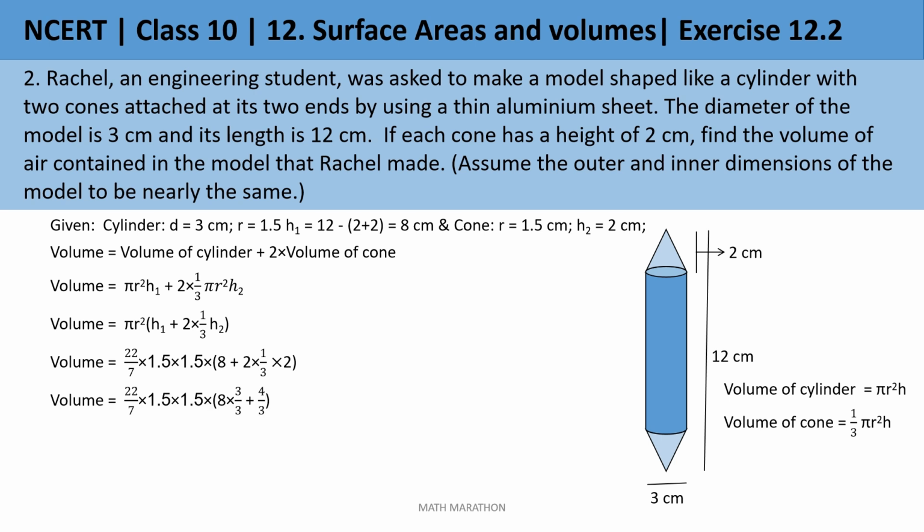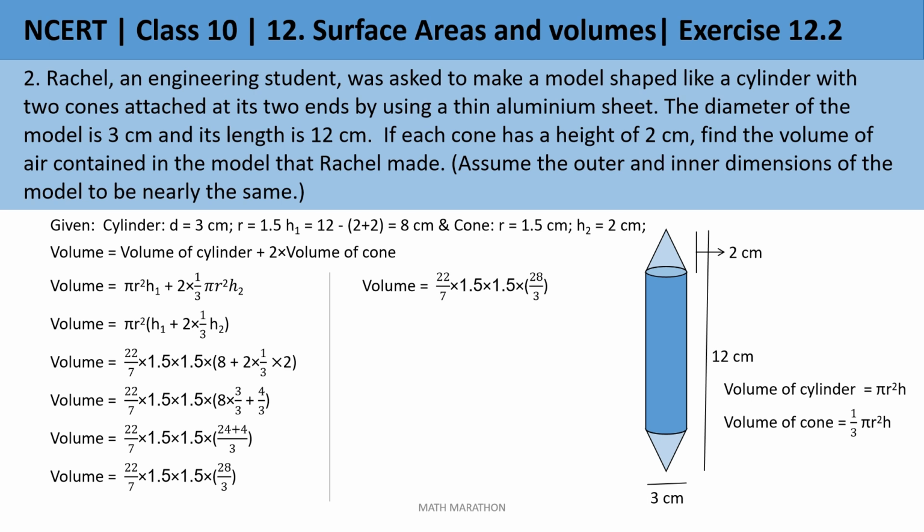First, let us do the math within bracket. To do some operation in the numerator, we need to have common denominator. So, let us multiply 8 with 3 by 3. 24 plus 4 is 28. In numerator and denominator, we have 7. We can cancel out 7. In numerator and denominator, we have 3. We can cancel out 3.